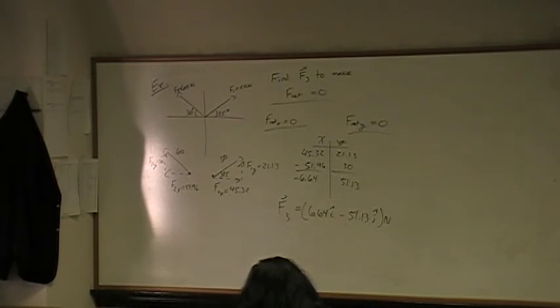Was everybody able to break it down into components effectively? Okay. So then you got an overall F1 plus F2 in the x direction, -6.64, in the y direction, 51.13. So that means that the x must be 6.64, the y must be -51.13.